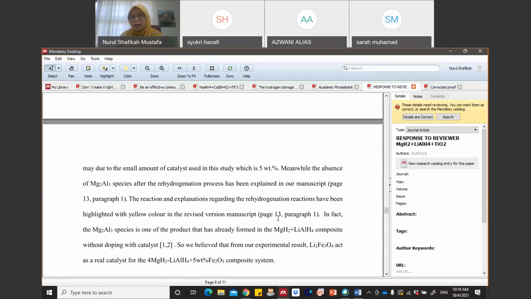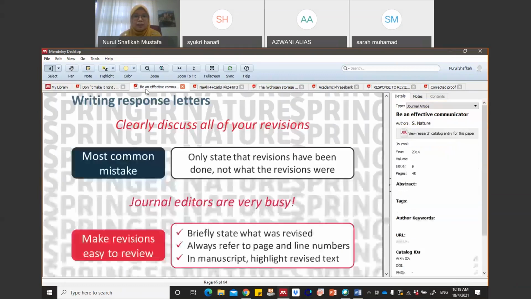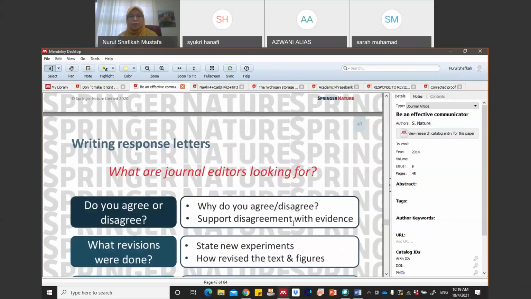Page 13, paragraph 1. So we have made it easy for the reviewer to see where the mistake we have revised is. State what was revised, or refer to the page and line number in the manuscript, and highlight the revised text, in the manuscript that we revised.